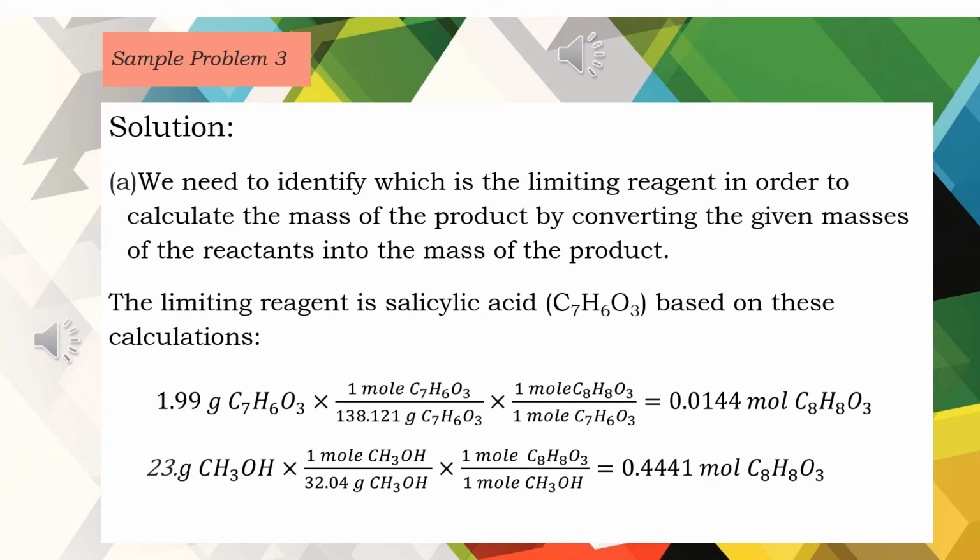Why salicylic acid? Because to determine the limiting reagent, you simply need to compare the amount of the product produced by each reactant. And based on this calculation, the amount of product produced by salicylic acid is lower than the amount of product produced by methanol.